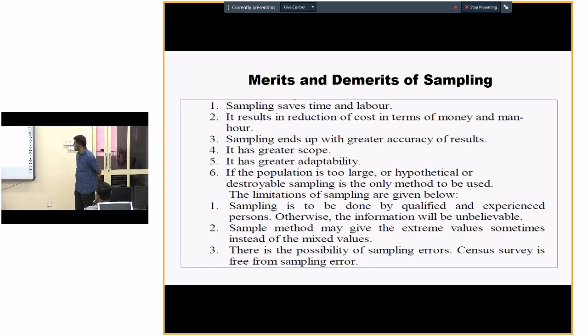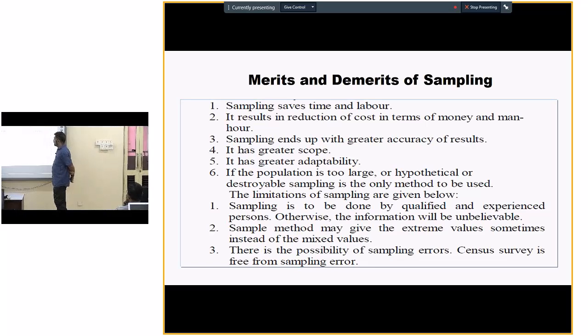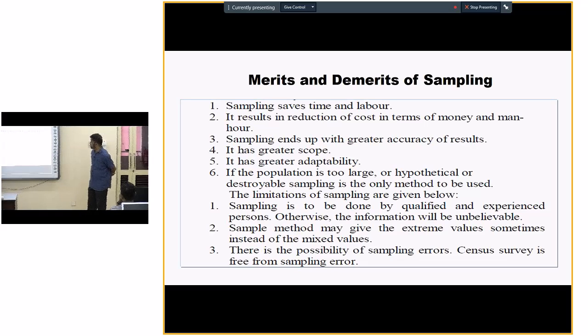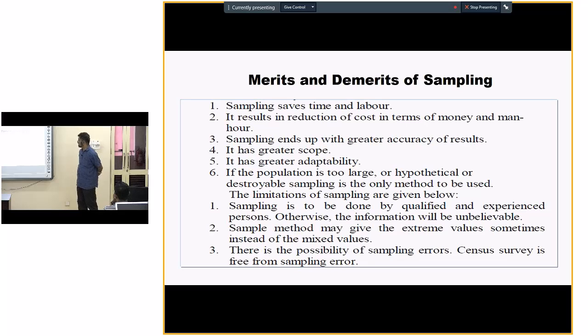Then it has greater scope and greater adaptability. If the population is too large or hypothetical or destroyable, sampling is the only method to be used. Again, you can see the practical situation. And there are limitations also. Sampling needs to be done by qualified and experienced persons. Otherwise, the information will be unbelievable, or it is difficult to maintain good accuracy.